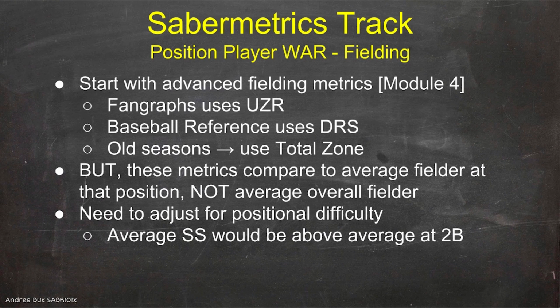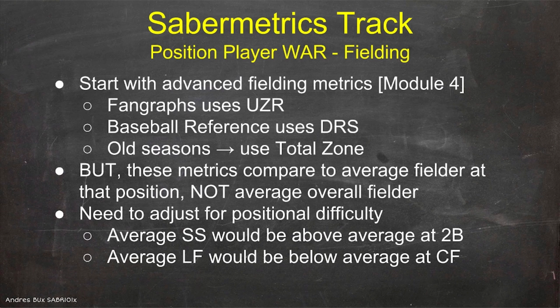Now, this positional difficulty is an important concept, and maybe this example will help student learners understand it better. If you took the average shortstop in the major leagues and moved them over to second base, they probably would be an above average second baseman. Shortstop's a harder position than second base, so moving from the more difficult fielding position to the easier one should make them above average.